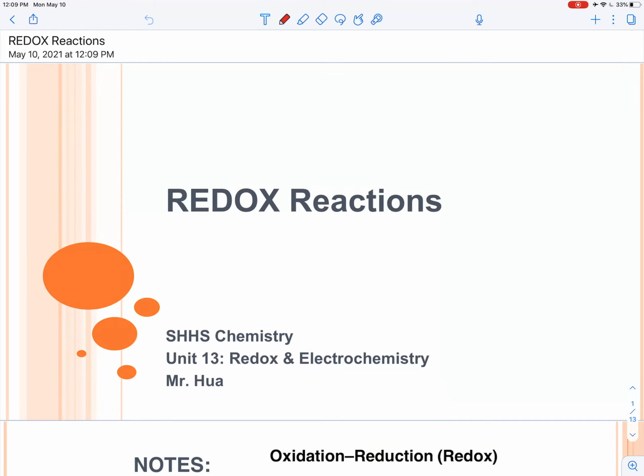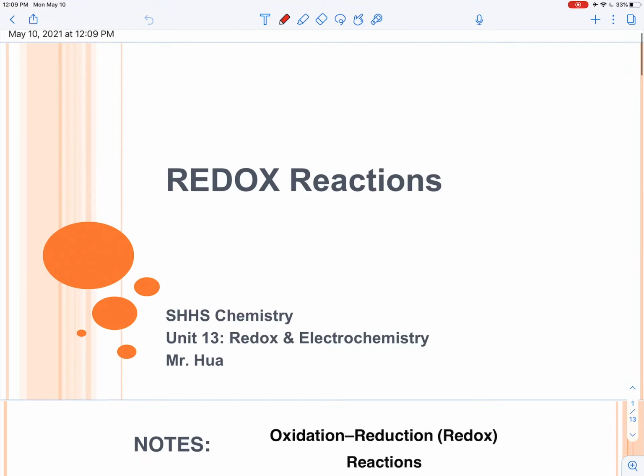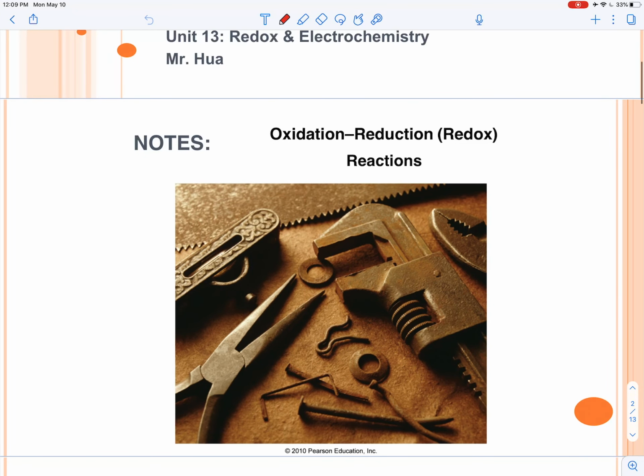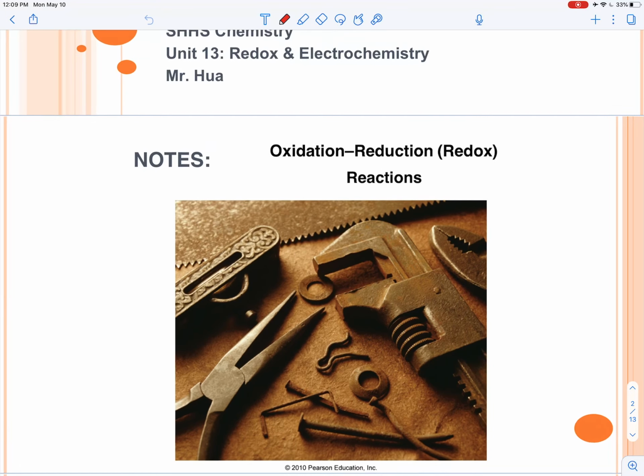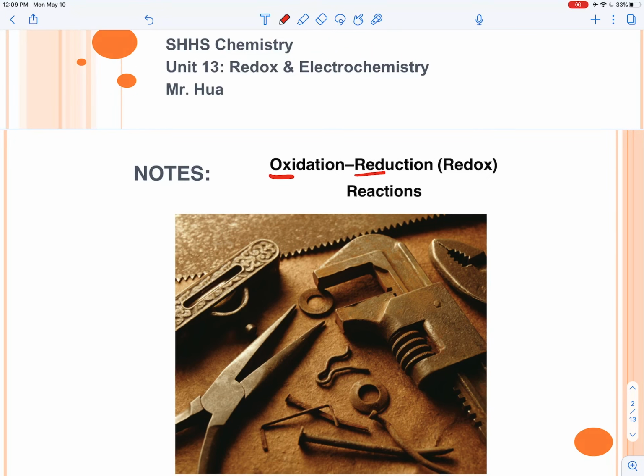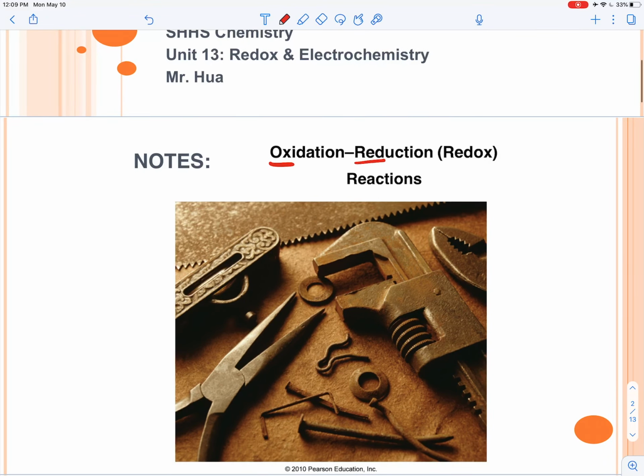Hey everyone, today we're going to talk about redox reactions. So, this is going to be a main focus of this unit. And so what does redox stand for? It stands for reduction and oxidation. But we just say redox for short. It's a lot more catchy.